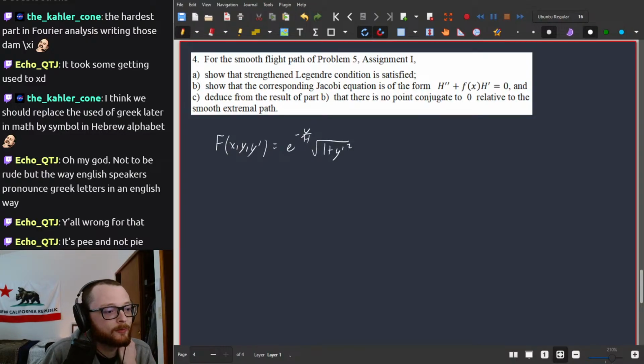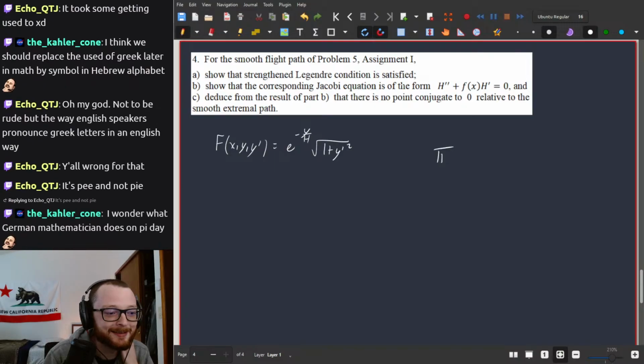I think we should replace the use of Greek letters in math by symbols in the Hebrew alphabet. Yeah, that's honestly not a bad idea. I don't know how the Hebrew alphabet looks, but we do use Aleph. Well, if you're in that niche, you use Aleph. The way English speakers pronounce Greek letters in an English way. Yeah, wrong for that. It's P and not pi. This is P. I'm not saying P. What? If there's a P, there needs to be a poo.